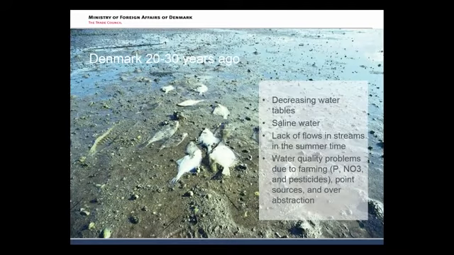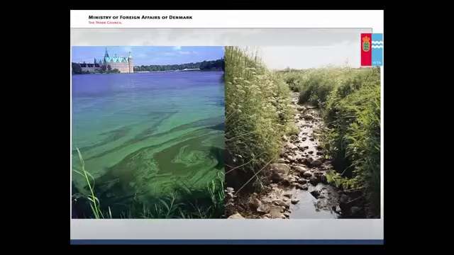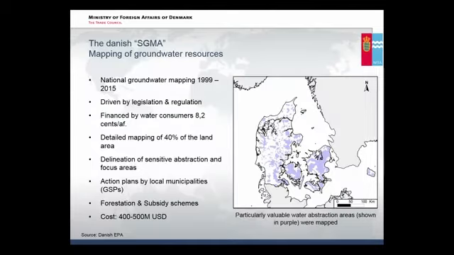So just to say, Denmark is not a fairy tale land. This is what it looked like 20, 30 years ago. We had decreasing water tables. We had saline water intrusion from all our coastline. We had a lot of water quality issues, lack of stream flows, a lot of the same issues I think you're seeing here in California. Just a few more examples. Nutrient pollutions in the lake and lack of stream flow.